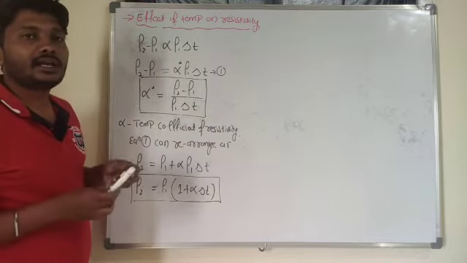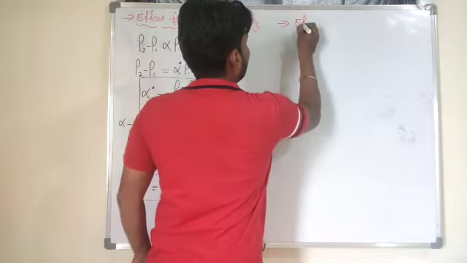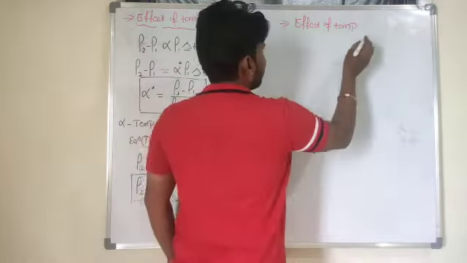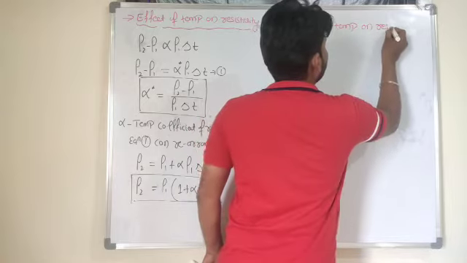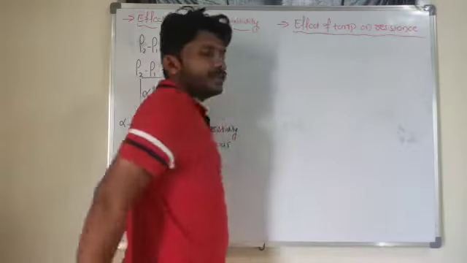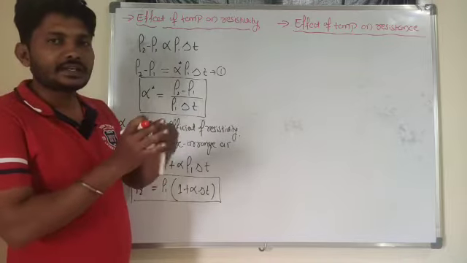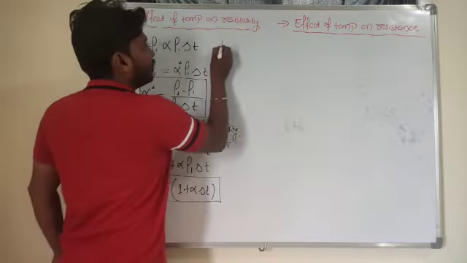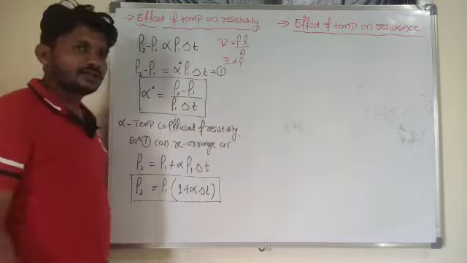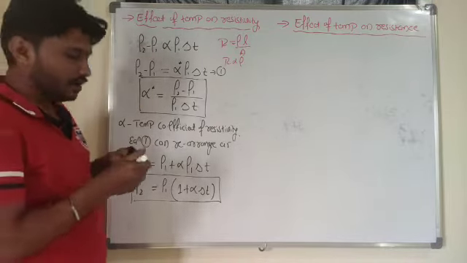Then similarly I can write the effect of temperature on resistance. As the temperature of the conductor increases, its resistance value also increases. From the expression R is equal to rho L by A, resistance is directly proportional to resistivity. So similarly I can write the expression for the effect of temperature on resistance.